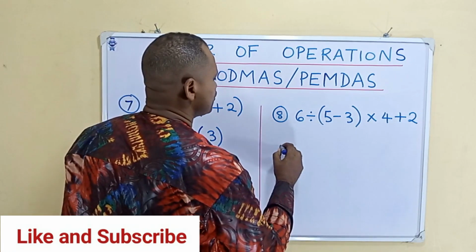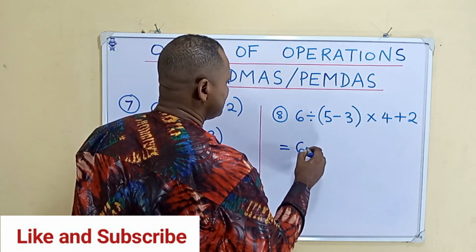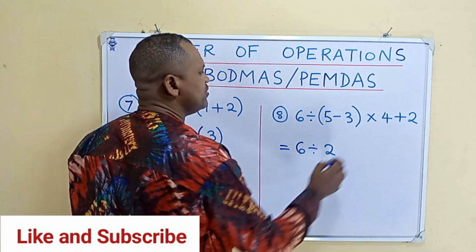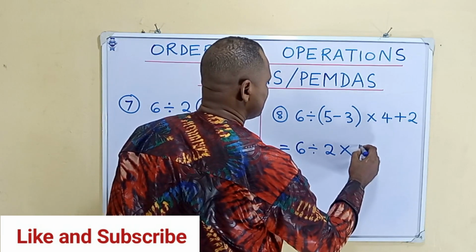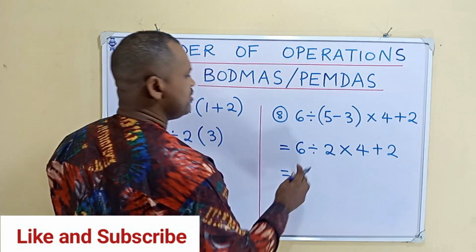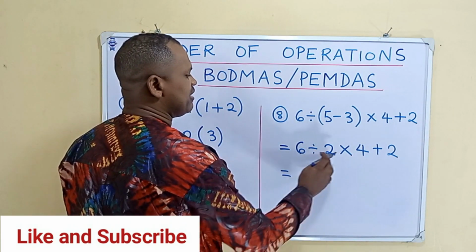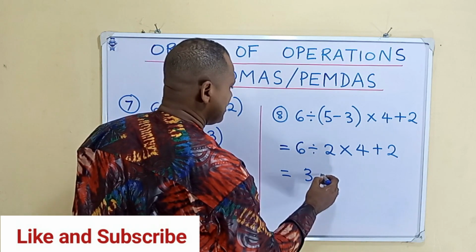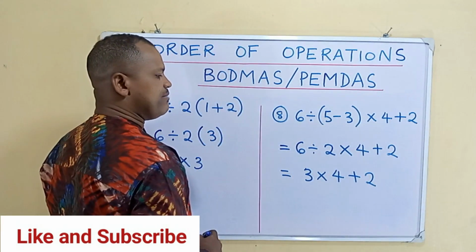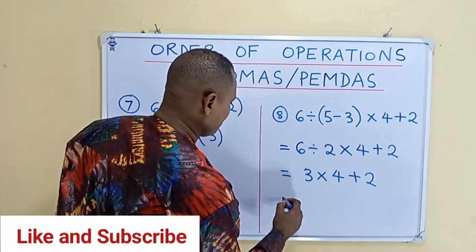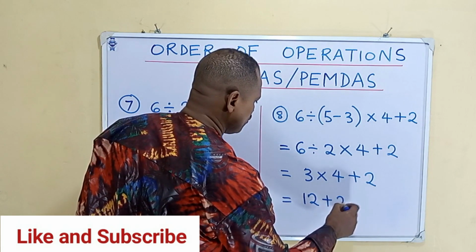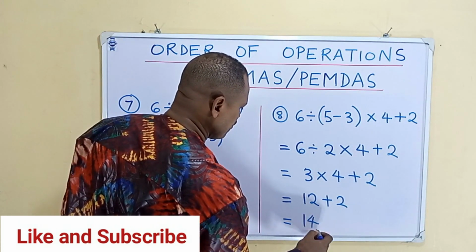This, we solve the bracket first. We write this. 5 minus 3 is 2. Write the rest of the numbers. Good. So, we divide first. 6 divided by 2 is 3 times 4. So we have times and addition. You multiply first before you add. 3 times 4 is 12 plus 2. This will give us 14.